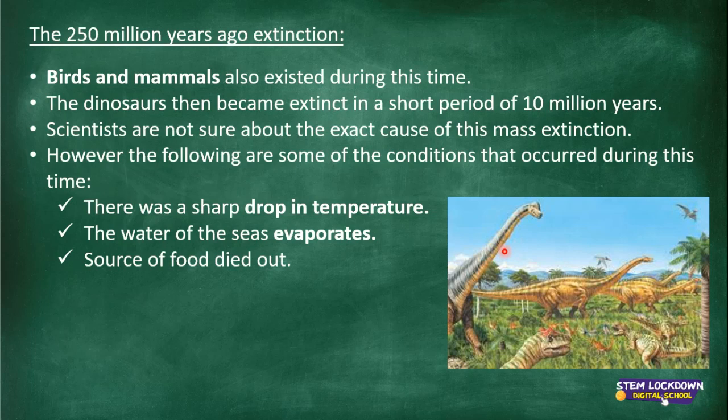So as I mentioned, birds and mammals also existed during this time, the time of dinosaurs, during this Jurassic period. And then later on, dinosaurs became extinct in a short period of 10 million years. So scientists are still not sure about the exact cause of this mass extinction. However, the following conditions are some that occurred during this time. So there was a sharp drop in temperature, the water of the seas evaporated, and their source of food died out. So my question, are dinosaurs herbivores, carnivores, or omnivores?